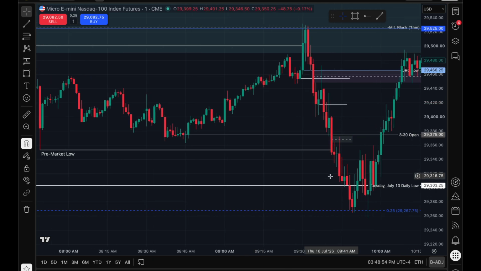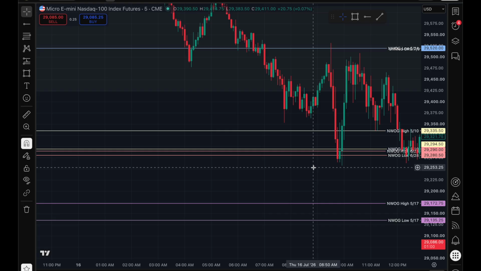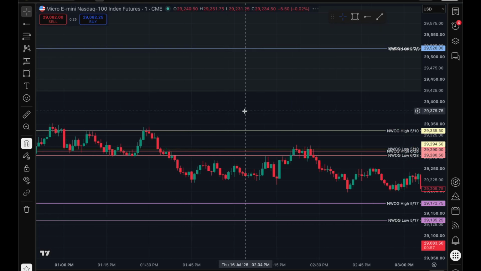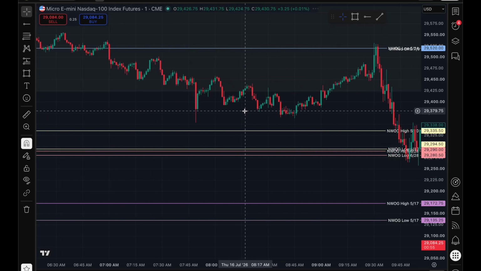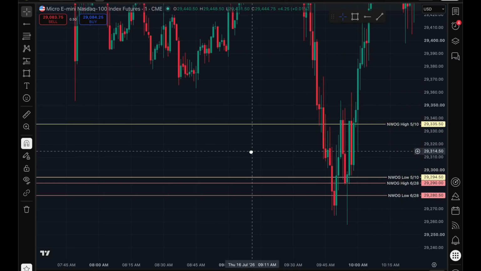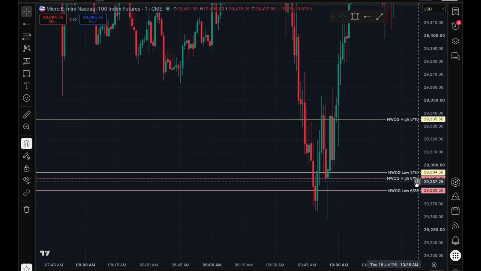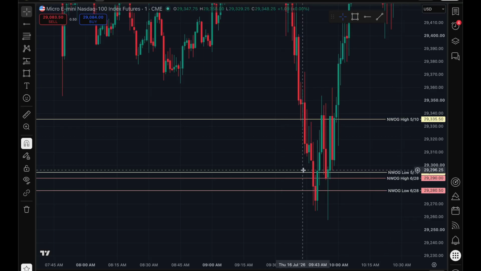So this is what I think. Actually, there was a new week opening gap just below. I'll show y'all my new week opening gap chart real quick. Yeah, so just below the daily low, we have a previous new week opening gap from a little less than a month ago. 290 was the exact level I was aiming for.